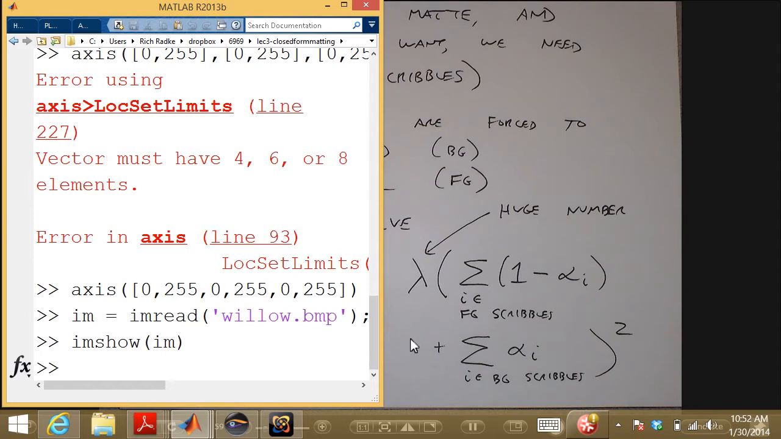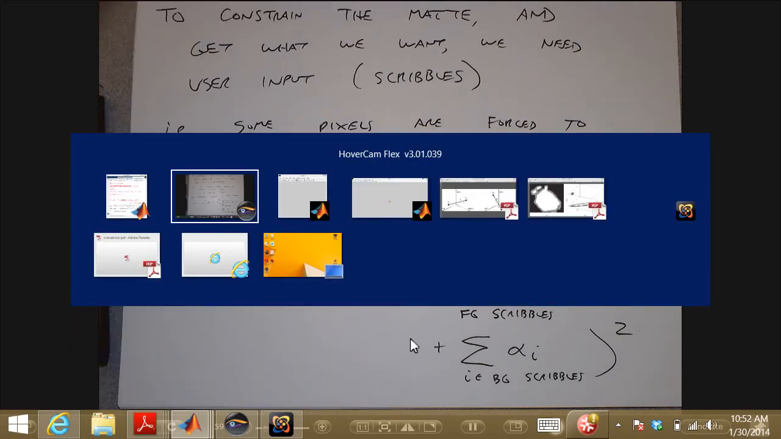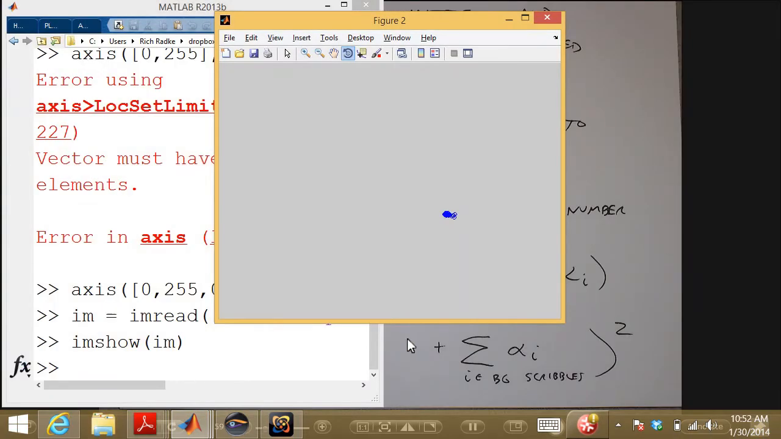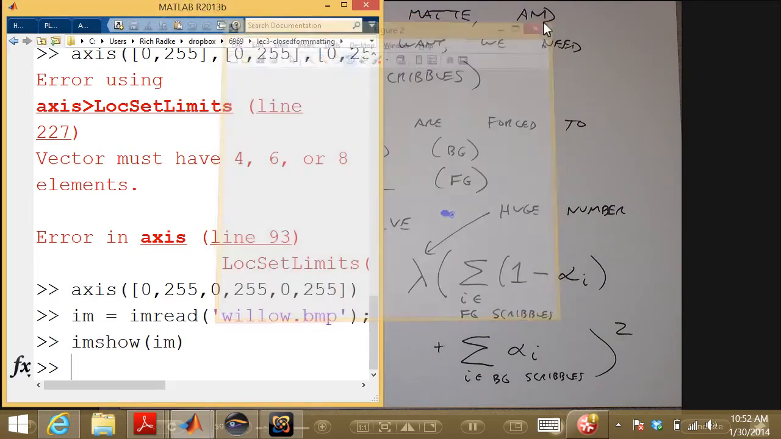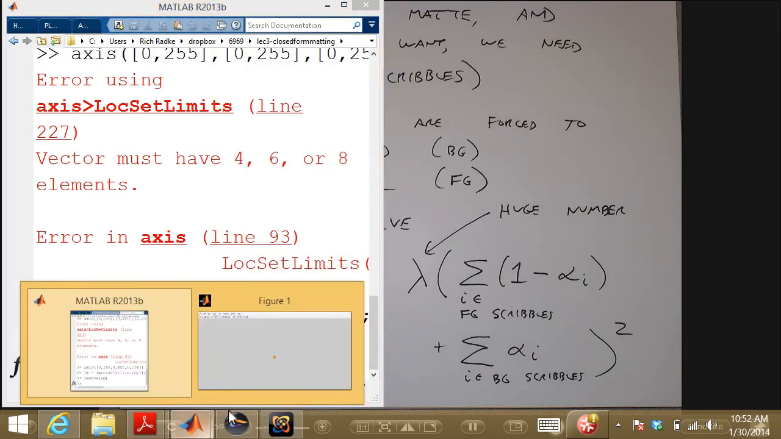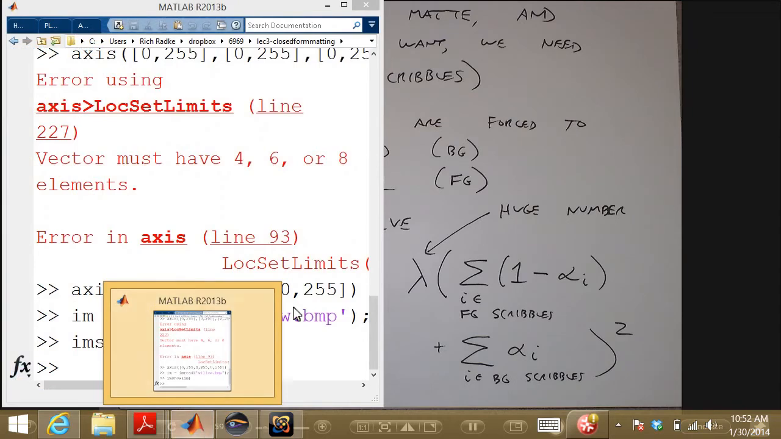Oops, where do we go here? I guess I have to close my other figures here. Because I did, hold on.